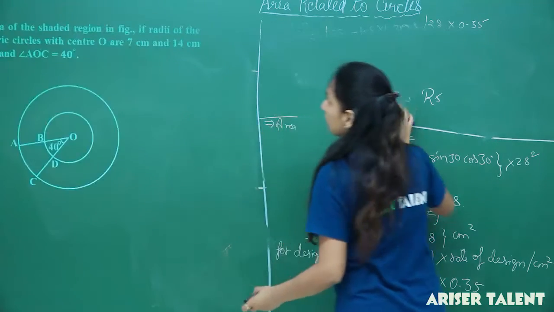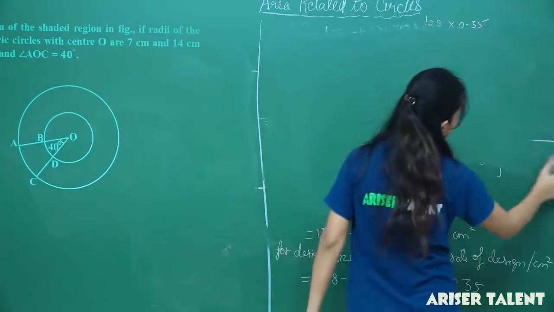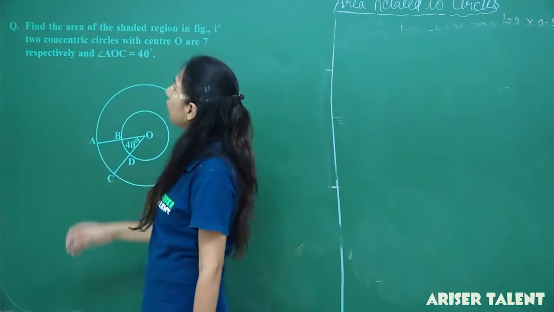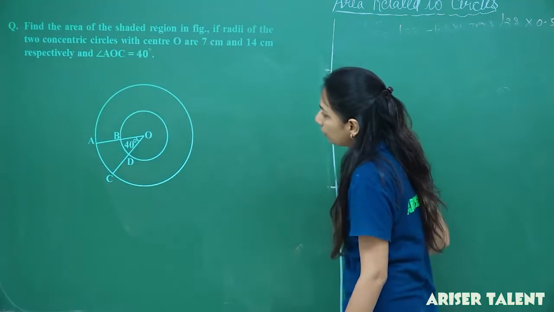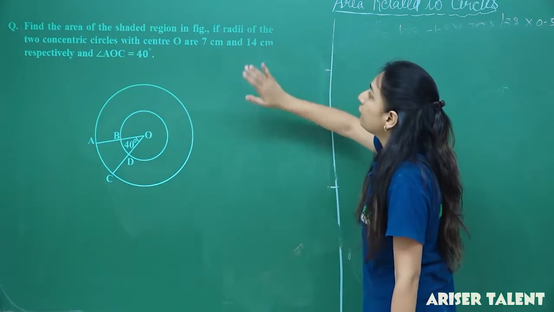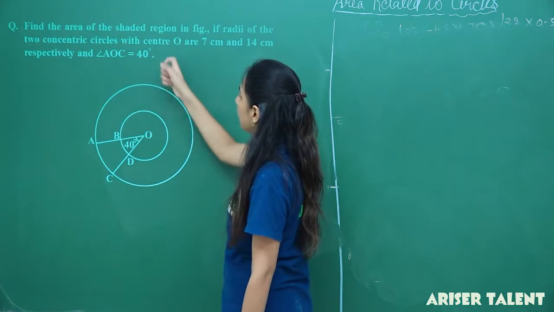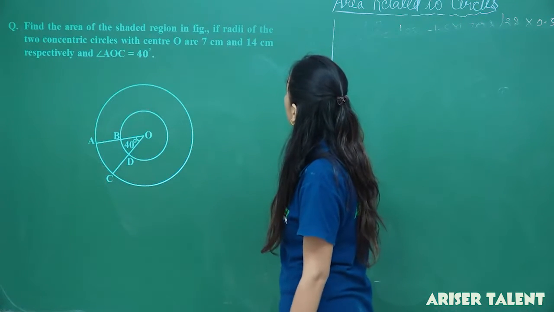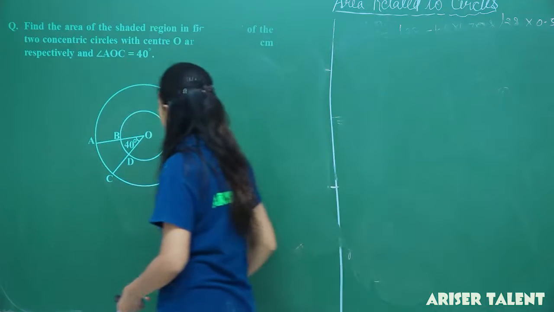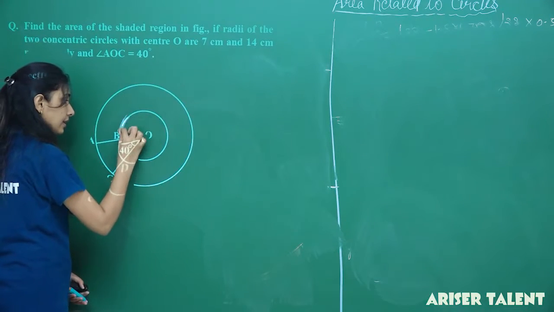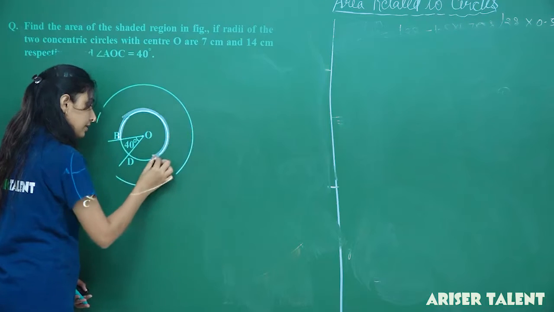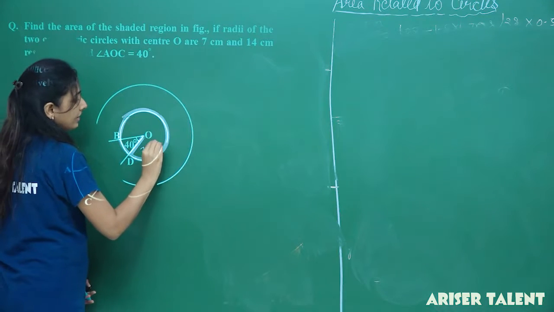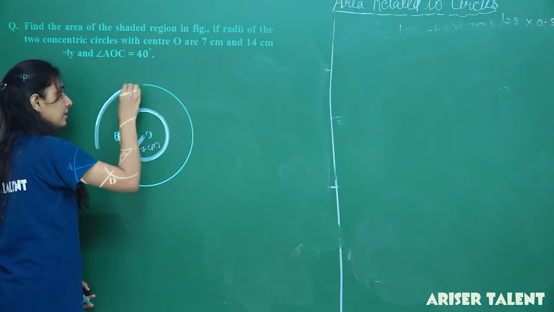And our next question is here. What it's saying is, find the area of the shaded region. You haven't been given the shaded region, I will tell you. If the radii of the two concentric circles with center O are 7 centimeter and 14 centimeter respectively. So you have been provided with this center, this circle and its radius. Its radius is what? 7 centimeter. And then you are having another circle.